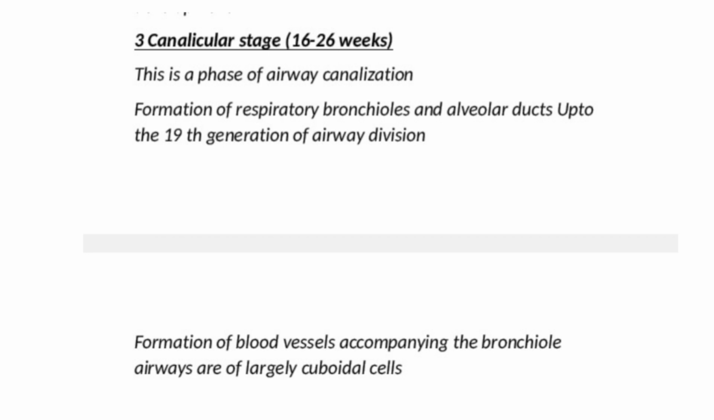Also, at this stage, there is formation of blood vessels accompanying the formed bronchioles, which are largely of cuboidal cells, meaning they are type 2 pneumocyte cells. Due to the formation of blood vessels accompanying bronchioles, it becomes highly vascularized. Therefore, a child born at this stage will likely survive if given intensive care. Why?